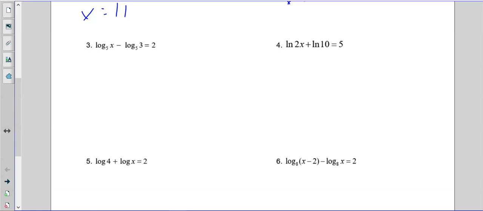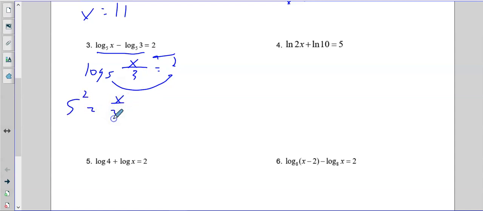Now, in this case, we need to simplify first. Okay? Always condense before you do anything. So subtraction means you're going to have a fraction. We're going to write log 5 once. X on the top, 3 on the bottom, equals 2. And then swish and flick. 5 squared equals x over 3. 25 equals x over 3. Multiply both sides by 3. X equals 75.